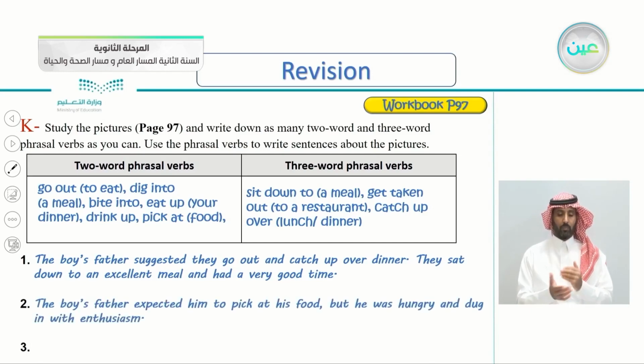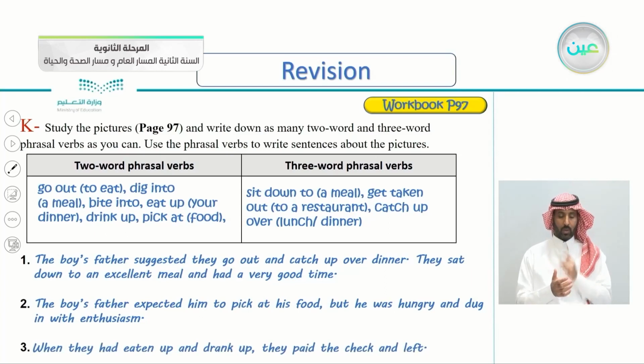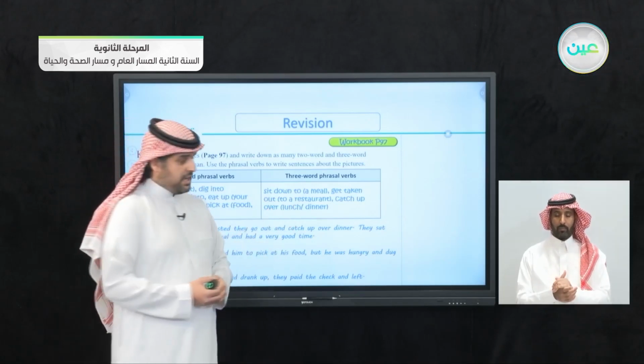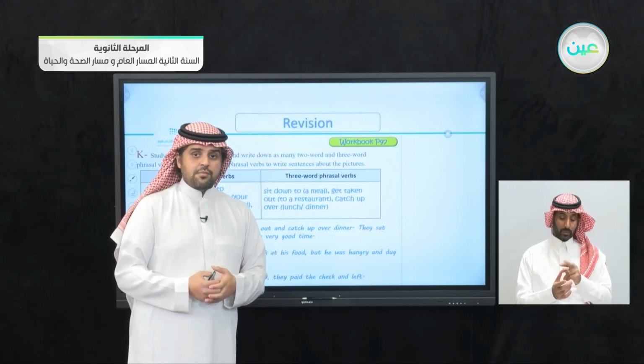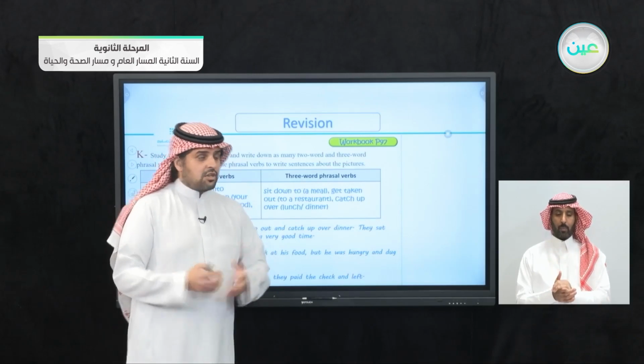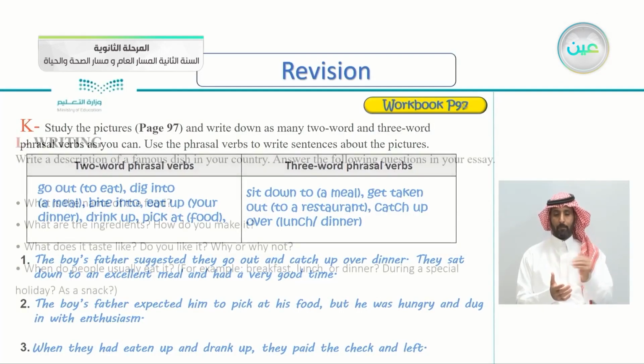So number 2, I've written, for example, the boy's father expected him to pick at his food, but he was hungry and dug in with enthusiasm. Number 3, I've written, when they had eaten up and drank up, they paid the check and left. So these are the sentences that I've written using the words I've chosen in the chart here. Of course, maybe you came up with different words and written some different sentences. It's correct. There's no right or wrong answer.